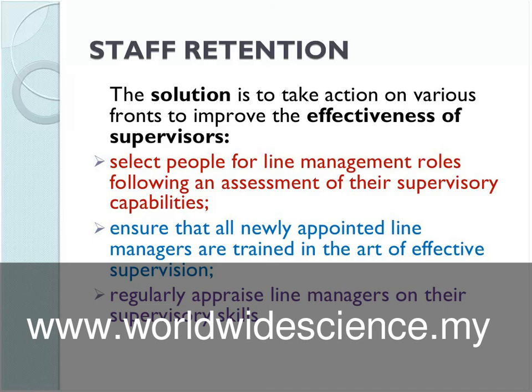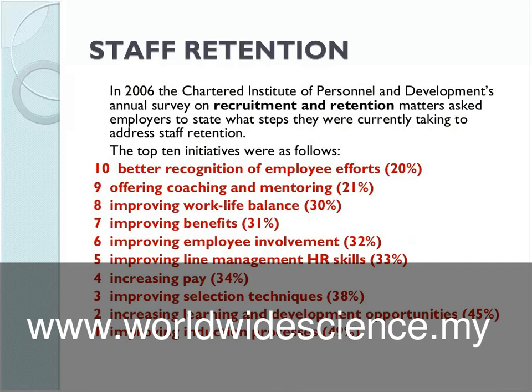First, look at it. The top is the recognition of employee efforts. Then offering coaching, mentoring, improving the work-life balance, which is very important, improving the benefits, improving employee involvement, improving line manager HR skills, increasing pay, improving selection techniques, increasing learning and development opportunities, improving induction processes. This is also like the answer to your question: what the company can do to prevent resignation, to prevent the voluntary resignation of employees. For example, the actions that can be applied: improving the induction process, increasing payment, and so on.